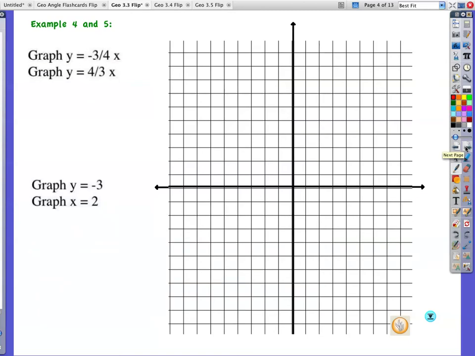All right, let's just try this next one here. I've got no y-intercept, but I have a slope of -3/4. So I'm going to start at 0, and I'm going to rise -3, and then I'm going to run 4. And I'm going to go the opposite direction in the other way. And then I'm going to make my line.